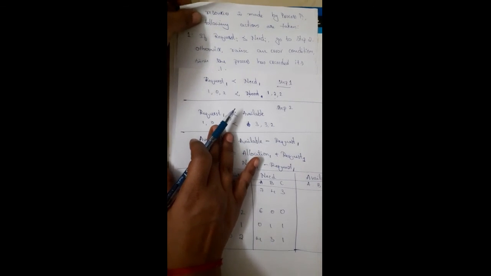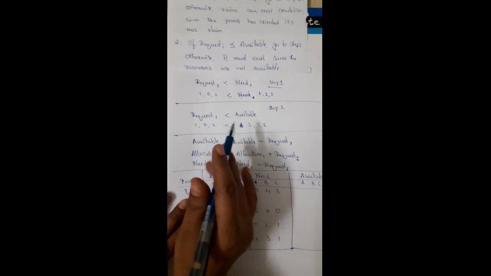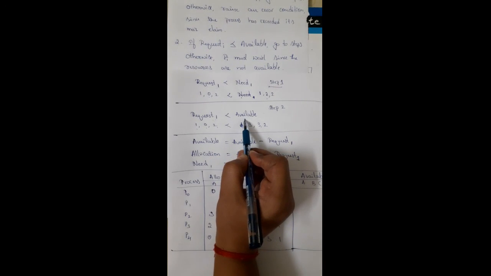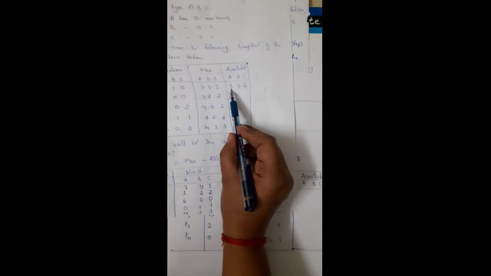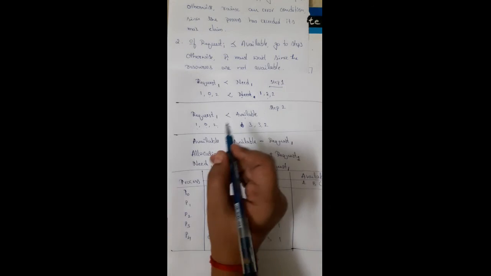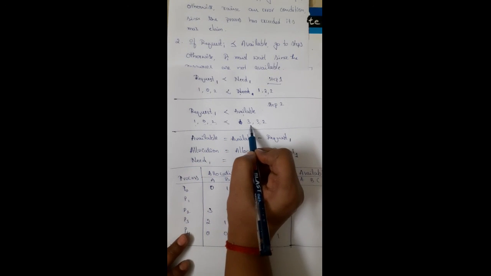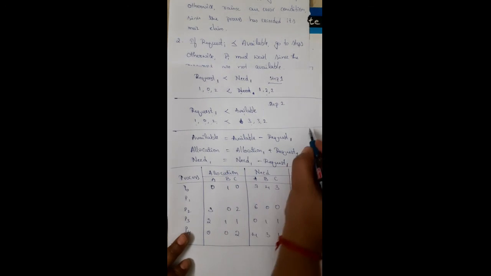Request 1, is it lesser than or equal to available? Request 1 is 1 0 2. What is available at the beginning of the problem? It is 3 3 2. This request is obviously lesser than the available. This condition also holds good. Directly we move to step number 3 here.